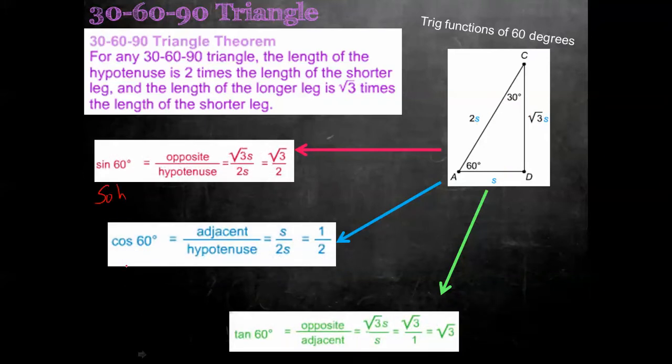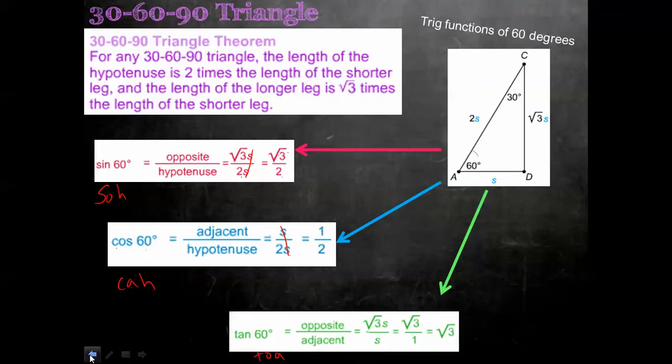Again, here we're going to do sine, cosine, and tangent of the 60-degree angle. For sine of the 60-degree angle, we have opposite, square root of 3 times S, over the hypotenuse, which is 2S. The S's cancel out, so sine 60 is going to be square root of 3 over 2. Cosine 60 is adjacent over hypotenuse. Adjacent to the 60 is S, and the hypotenuse is 2S. These cancel out, so cosine 60 is 1/2.